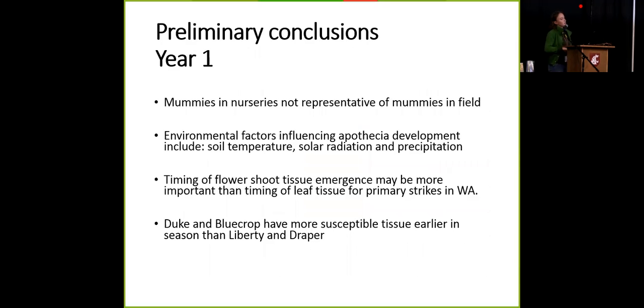So for this first year, the preliminary conclusions I'd like to share are that my mummy nurseries were not representative for the apothecia development in the field. We found environmental factors that play a significant role in apothecia development, including soil temperature, solar radiation, and precipitation. We found that the timing of flower shoot tissue emergence may play a more important role than timing of leaf tissues, also indicating that protecting your flower tissue may be more important than protecting the leaves. And that Duke and Blue Crop have more susceptible tissue earlier in the season compared to Liberty and Draper.